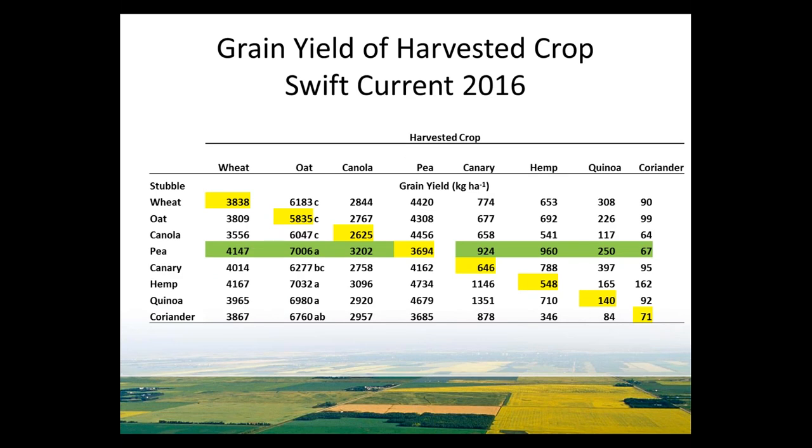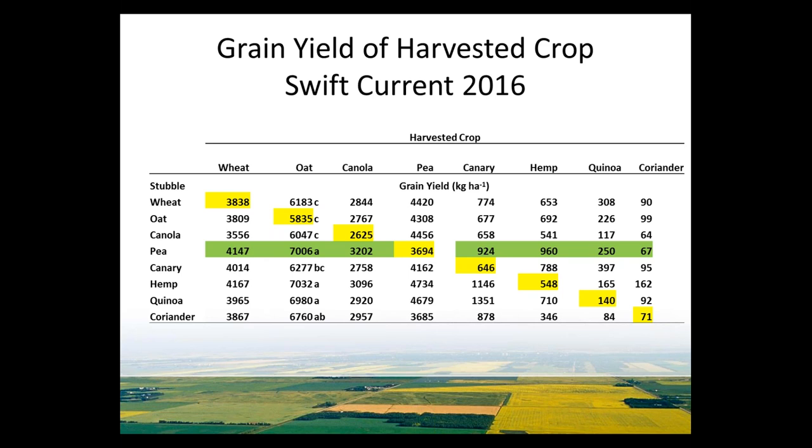When we look at Swift Current in 2016, we can see the wheat did reasonably well on wheat stubble as well as it did on oat stubble, but not as well as it did on pea stubble. And the canary seed and coriander on hemp stubble, I said, had a little bit. So with these three like this, that's probably a broadleaf response, not a nitrogen response.